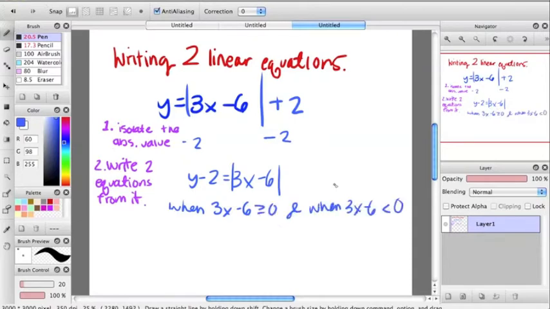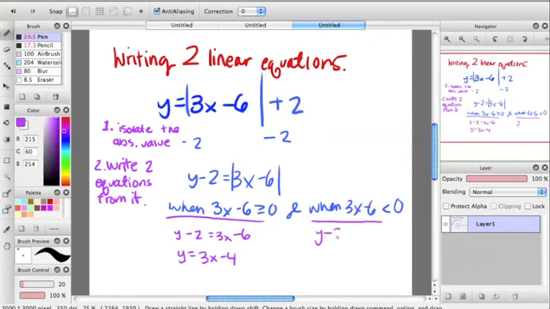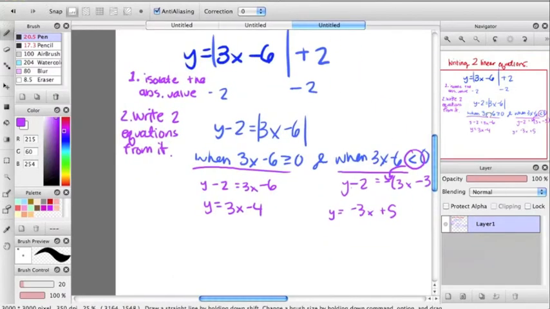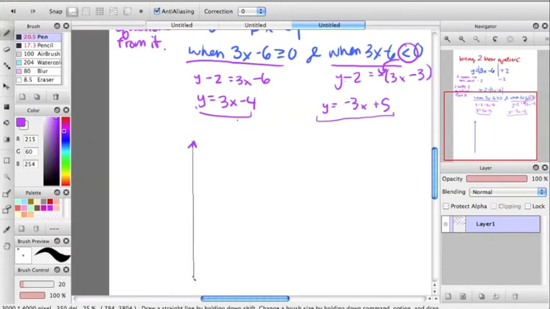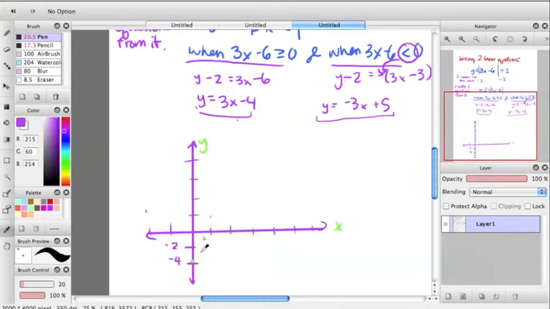When 3x - 6 is greater than or equal to 0, the equation is y - 2 = 3x - 6, which simplifies to y = 3x - 4. And when 3x - 6 is less than 0, the equation is y - 2 = -3x + 6, which simplifies to y = -3x + 8. From here we can graph both lines, and the point where they meet is the vertex.